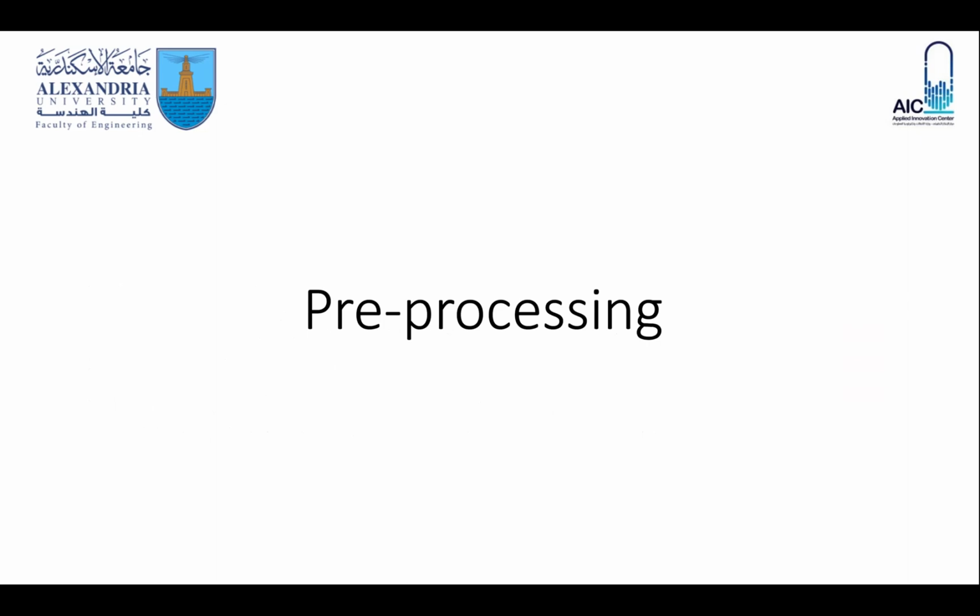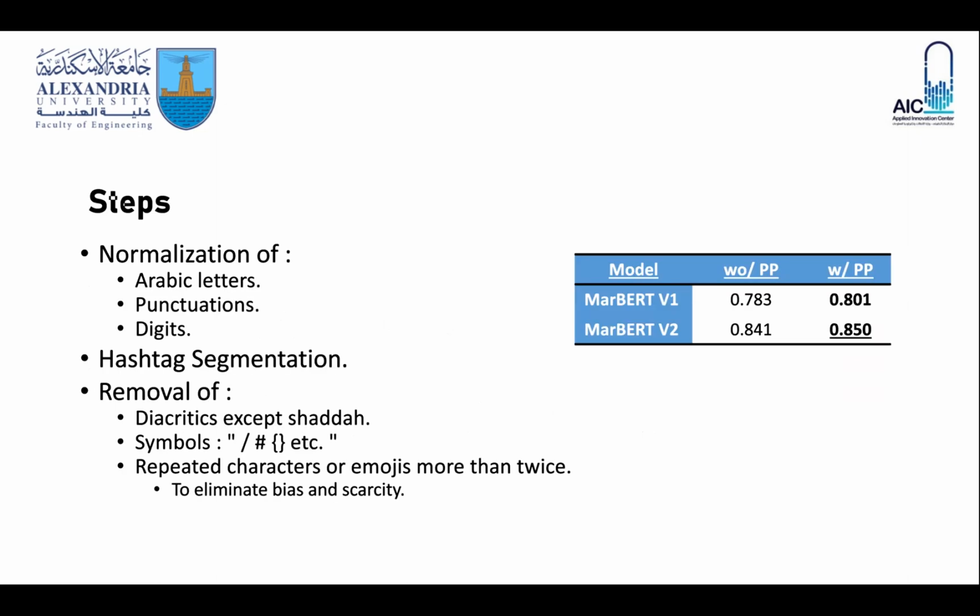Okay, for our pre-processing, first of all, we did a normalization of Arabic letters. The alif with the hamza is normalized, and so on. We did a normalization of punctuation and digits. We did hashtag segmentation, and we removed the diacritics except shadda, because the meaning of the word differs with and without shadda. We also removed non-Arabic symbols and characters repeated more than twice, because most words in Arabic do not repeat a character more than twice. So we eliminated elongation by doing this.